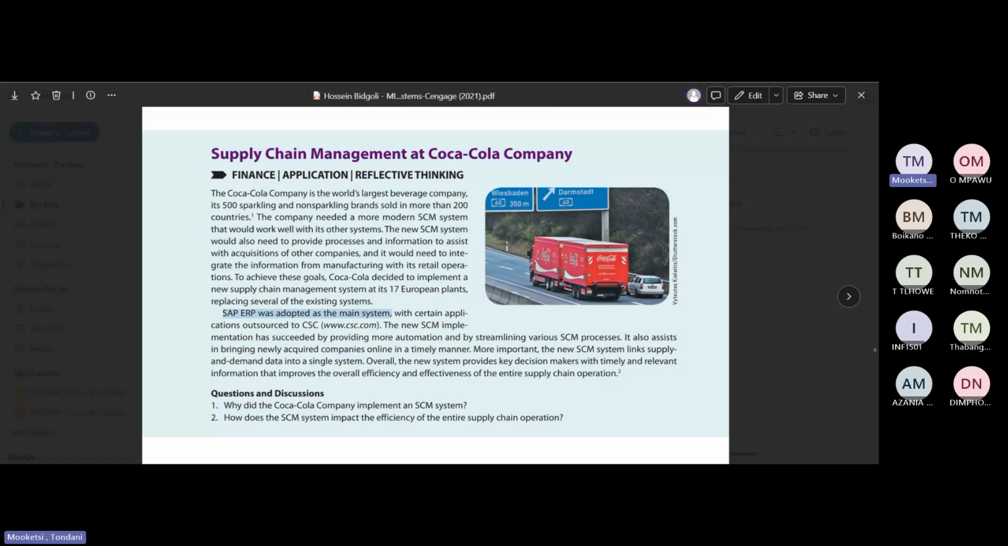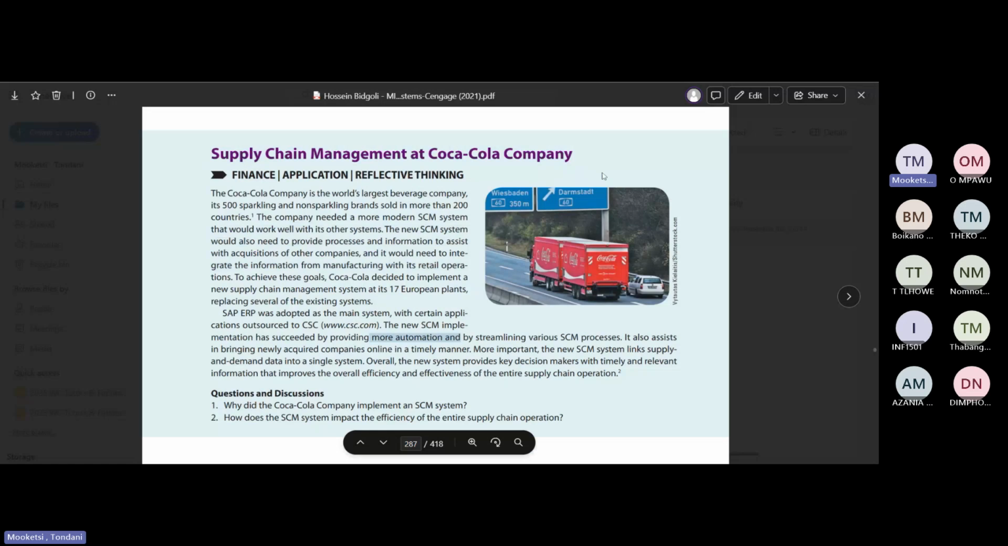The new supply chain management implementation has succeeded by providing more automation. Here's another advantage, more automation by streamlining various supply chain processes. It also assists in bringing newly acquired companies online in a timely manner. More important, the new supply chain management system links supply and demand data into a single system. This is very important. Supply and demand in a single system, and overall the new system provides key decision makers with timely and relevant information that improves the overall efficiency and effectiveness of the entire supply chain operation.